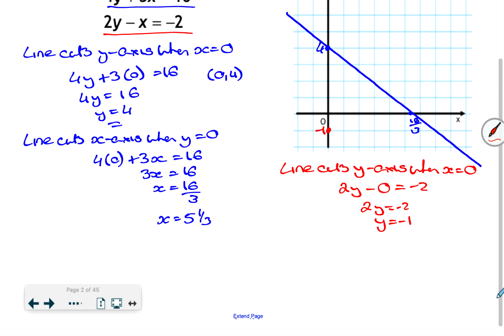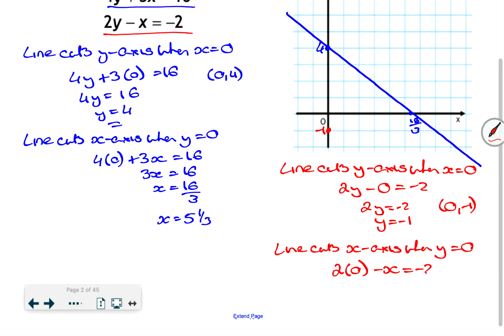And then we can say that the line cuts the x-axis when y is equal to 0. So let's set y to 0. So we get 2 times 0 minus x is equal to minus 2. So if minus x is equal to minus 2, x has to be 2. So it's going to be the point 2, 0. And then just join those points up.